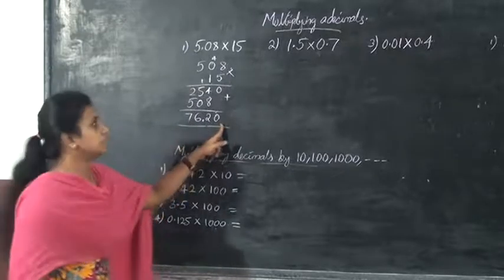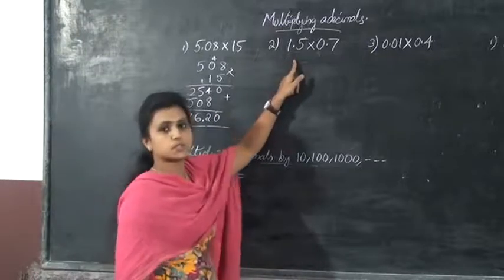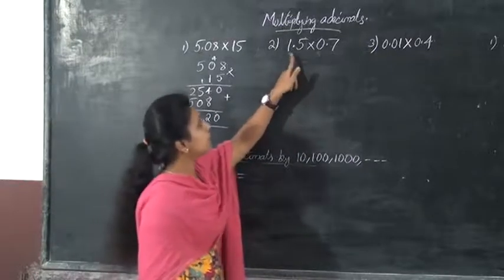76.20. Then this one, 1.5 into 0.7. Here we have 2 decimal places.